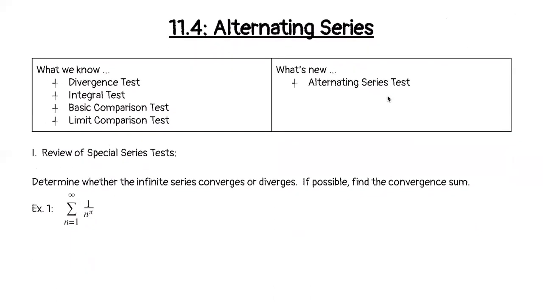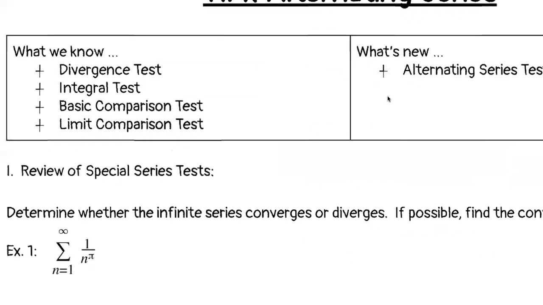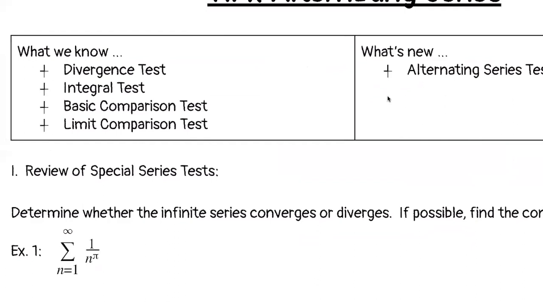All right. So section 11.4 is called alternating series. And so what we know so far, we know the divergence test, we know the integral test, we know the basic comparison test, and the limit comparison test. And we know that some of them tell us more information than others.